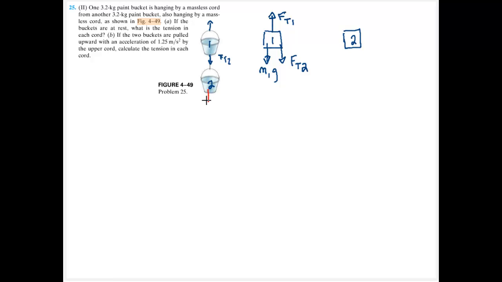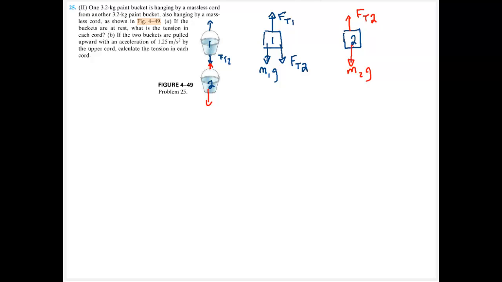Now bucket number 2 is going to have its mass times gravity in the downwards direction, and then it's going to have the force of tension number 2 supporting it. So mass of bucket number 2 multiplied by the gravity, and this is the force of tension number 2.